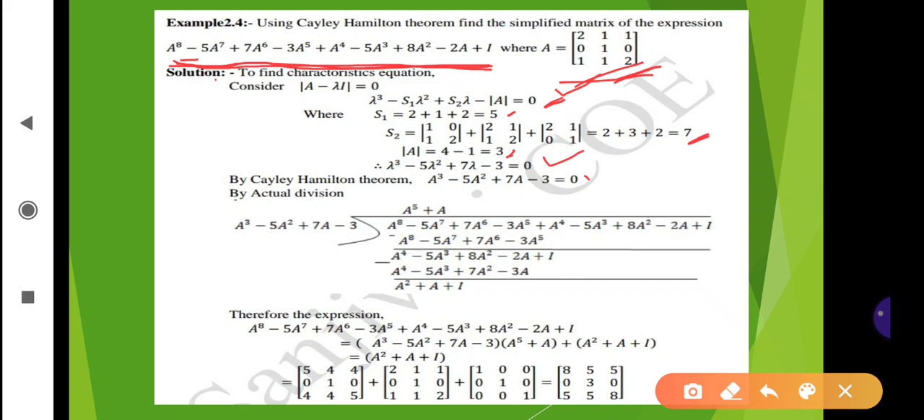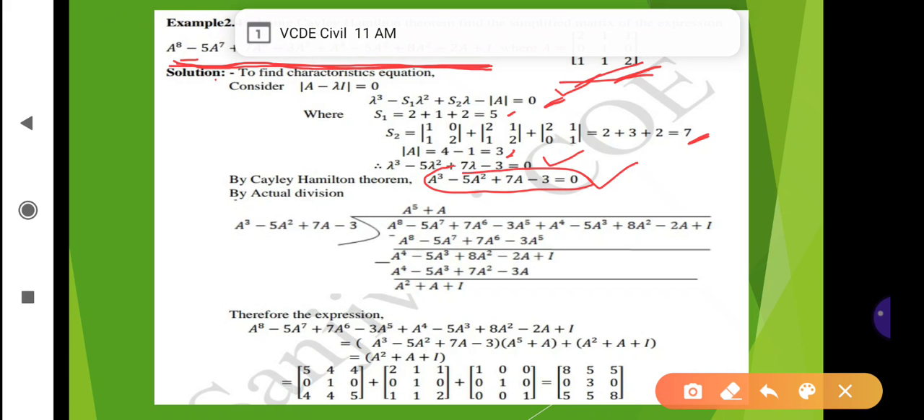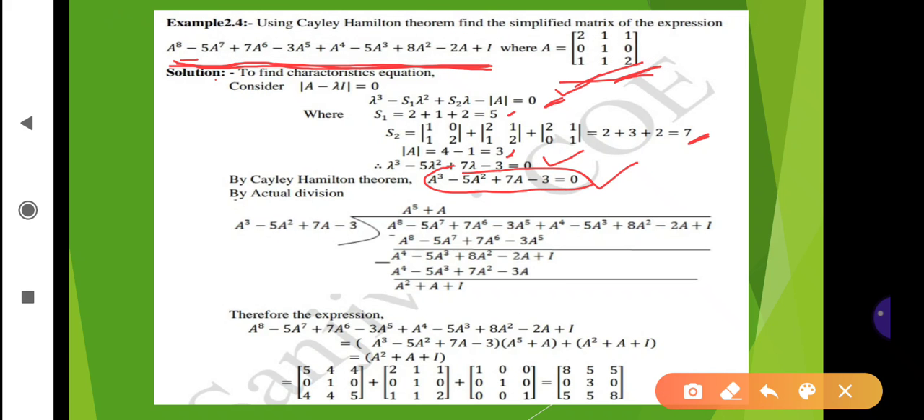So, after replacing lambda by A, we will get this equation: A cube minus 5A square plus 7A minus 3 is equals to 0. So, this is the statement of the Cayley-Hamilton theorem. Okay. Now, here we are required to simplify the given expression using the Cayley-Hamilton theorem. So, we just use the actual division method.